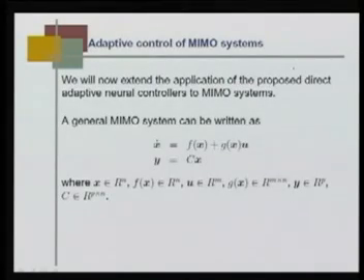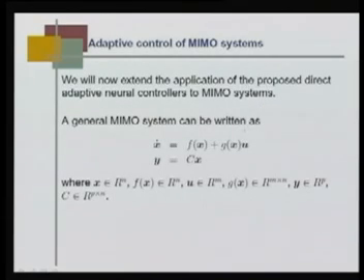So, the two theorems that we discussed, we have already proved in the last class. Today we will extend these concepts to the MIMO system. Let us see what a MIMO system is. We will now extend the application of the proposed direct adaptive neural control to multi-input multi-output systems.